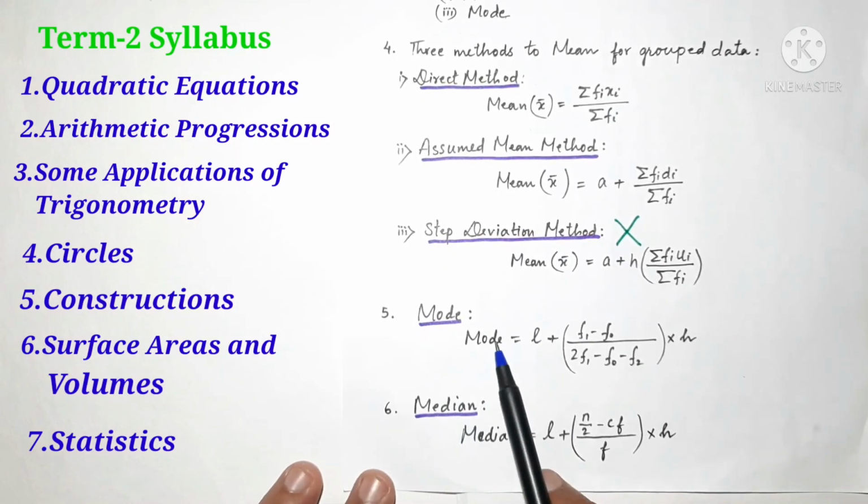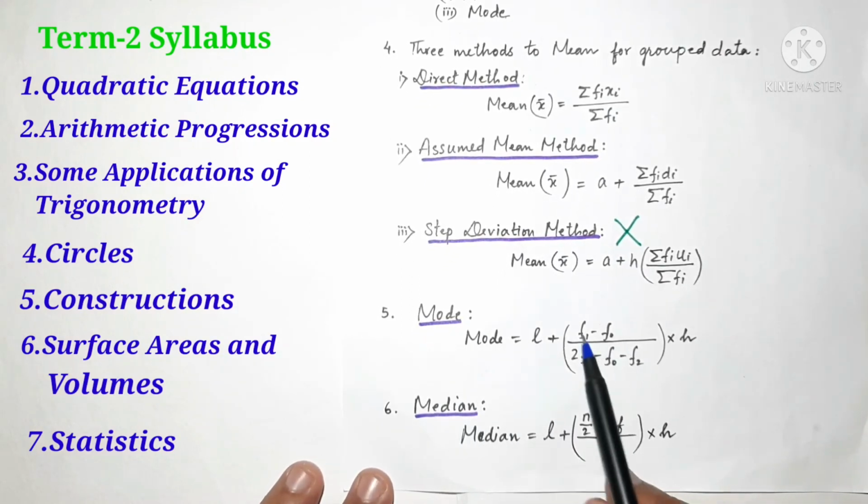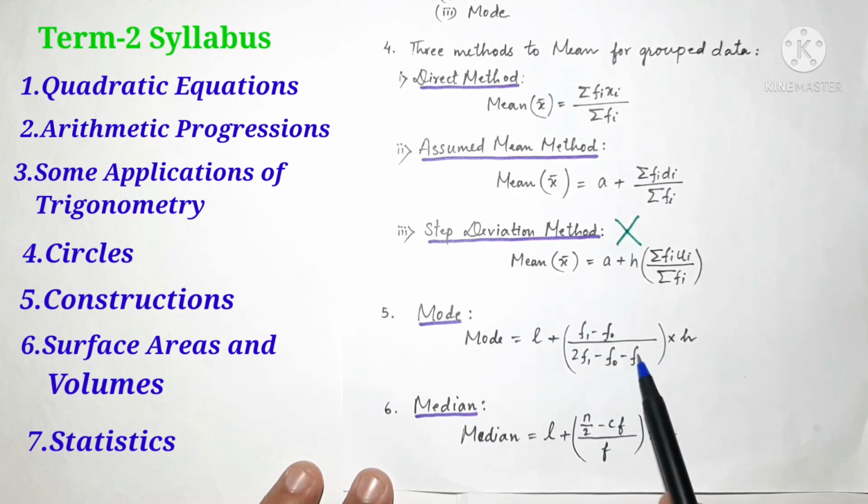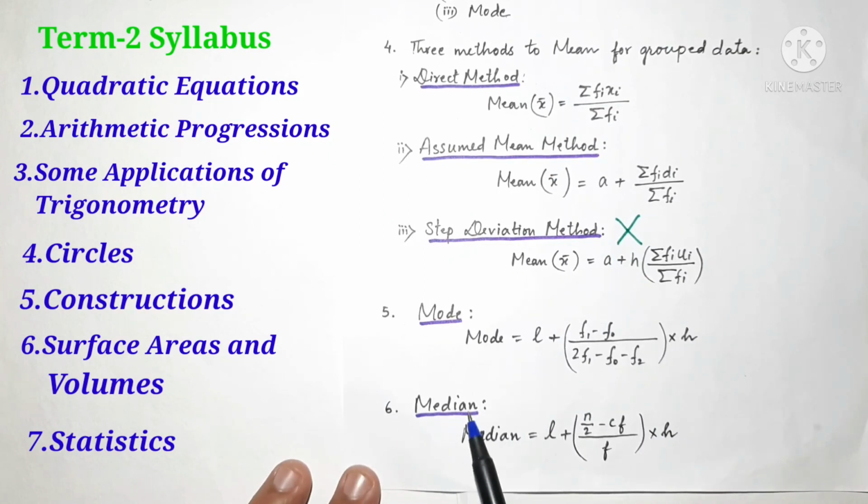The formula for mode is mode equals l plus (f1 minus f0) divided by (2f1 minus f0 minus f2) multiplied by h. And the last topic is median. Median formula is l plus (n by 2 minus cf) divided by f, into h.